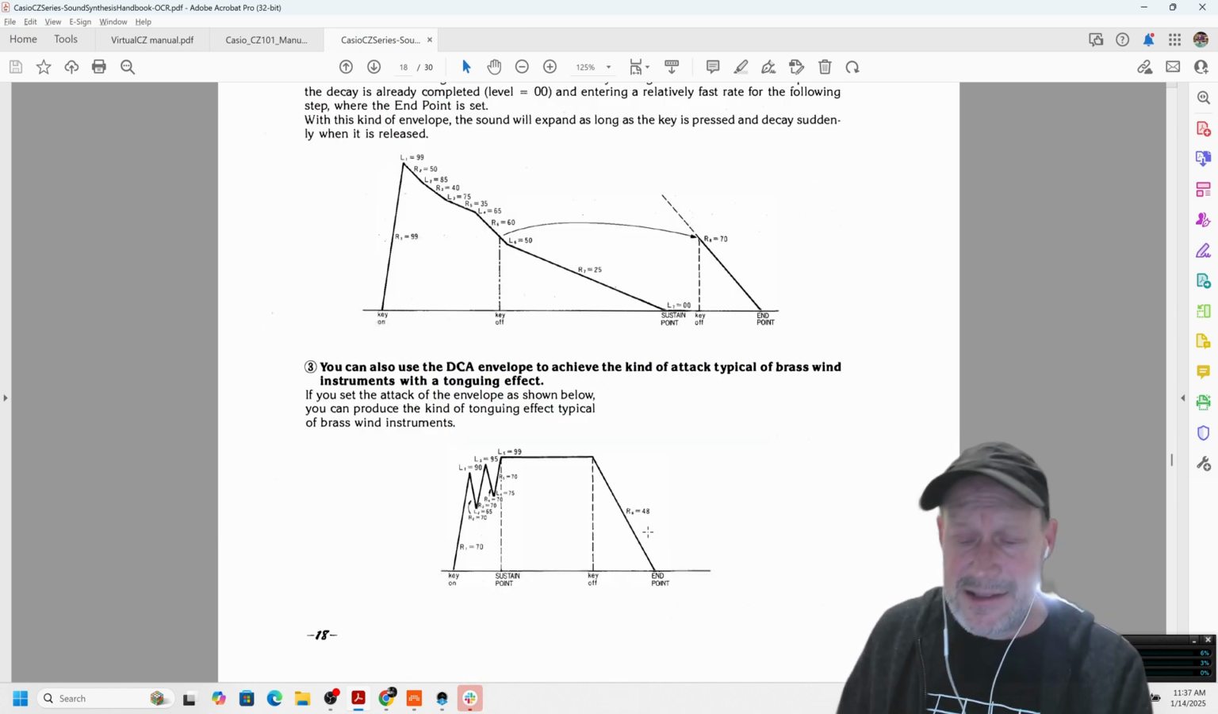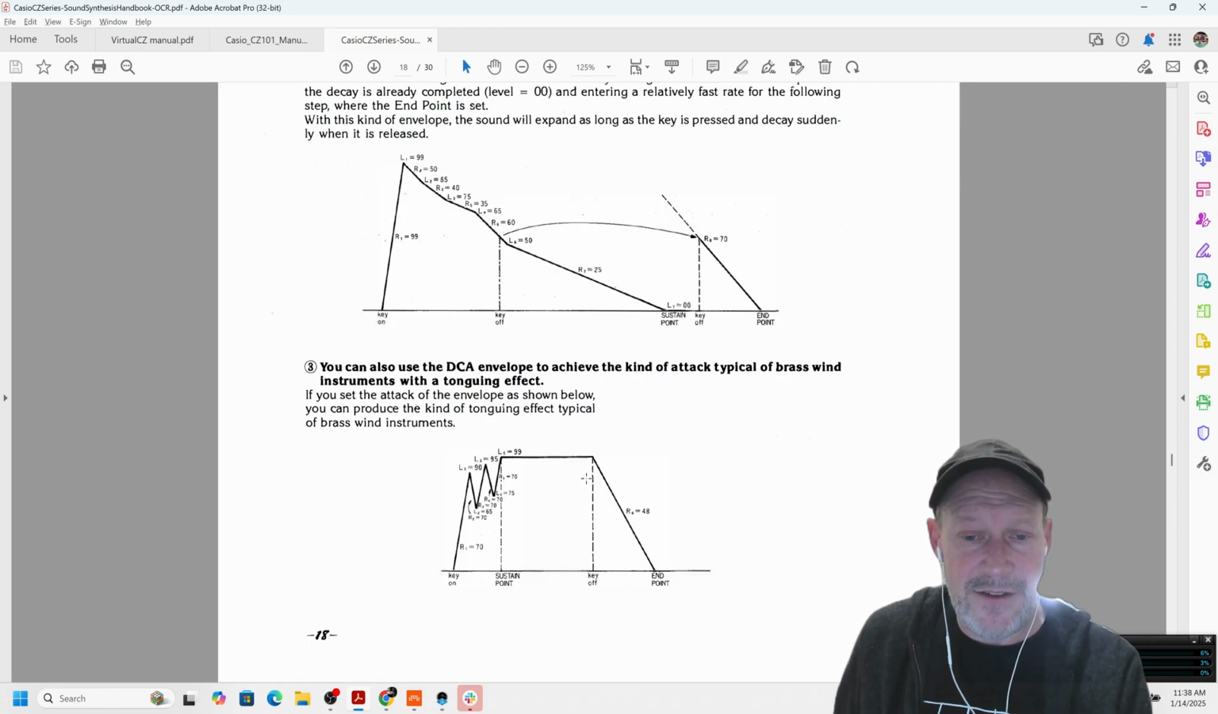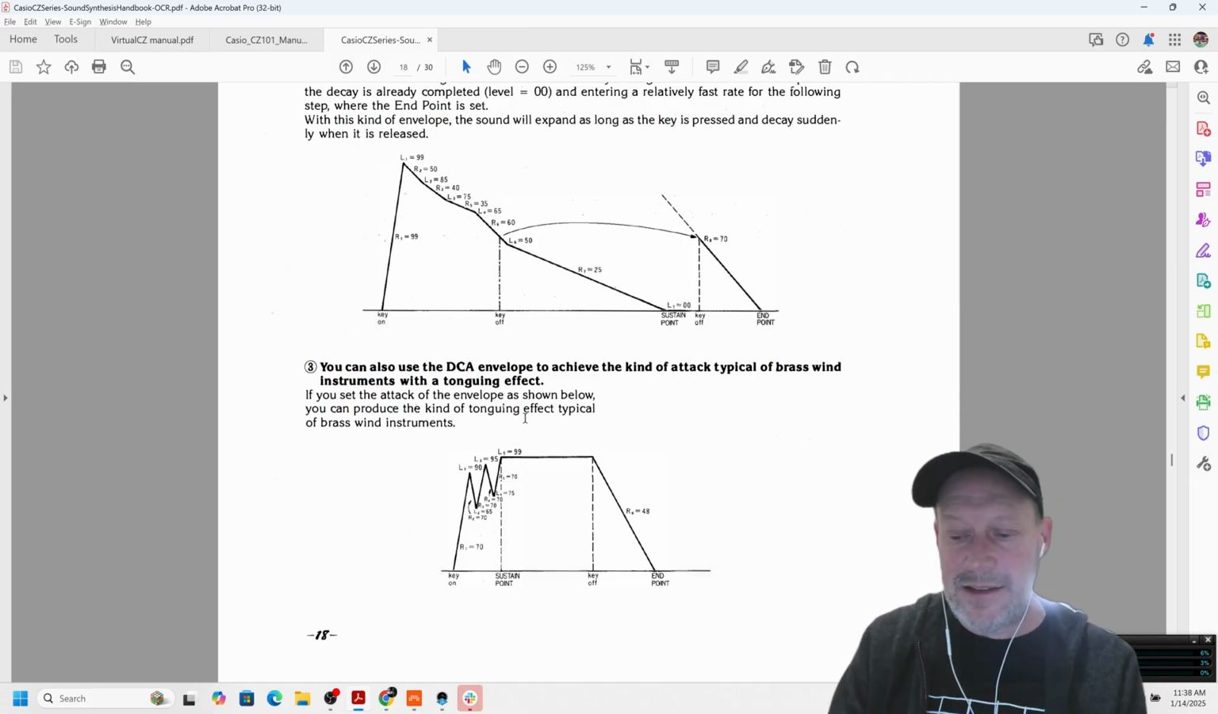Other things, and actually this little tip is very, very effective if you have it. I don't want to be in the way of it. Hopefully I'm not in the way of it. But using the multi-stage envelopes, you could do an attack like this that has two bumps in it. And that really does sound like the tonguing effect on brass wind instruments, like in trumpets and stuff. And it's pretty convincing. Very interesting thing to explore.